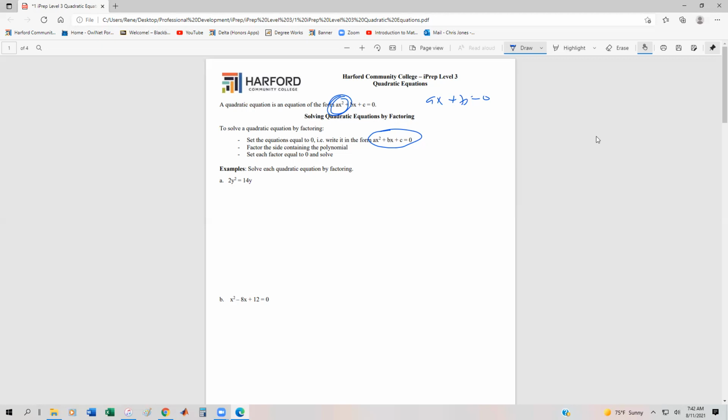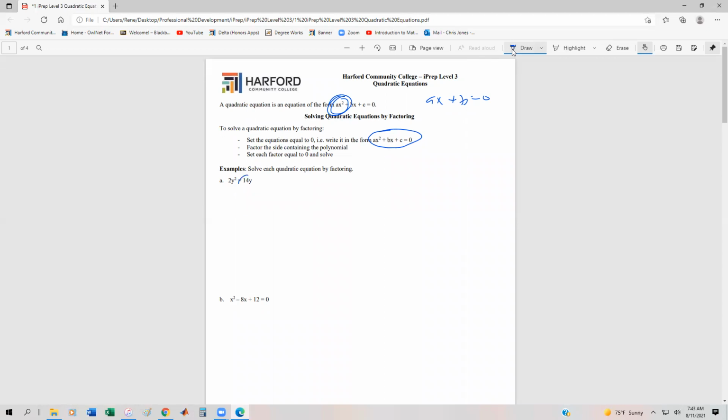Let's start off with a fairly easy example, and then we'll work our way up to some of the trinomial types. We have 2y squared equals 14y. Now, I'm going to show you the wrong way to do this because this is what a lot of students will do. They say, I'm going to divide both sides by 2y. And if they do that, they're going to get y equals 7. Unfortunately, if you divide by a variable, you're going to lose a solution. So most of the time, you never want to divide by a variable to solve an equation. Let me show you the correct way to do this by factoring.